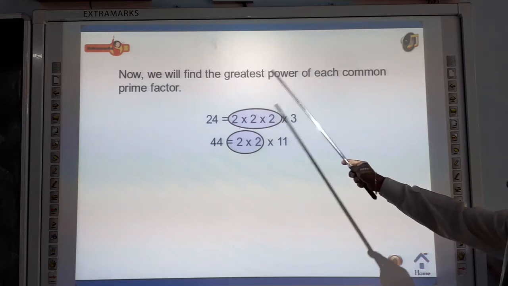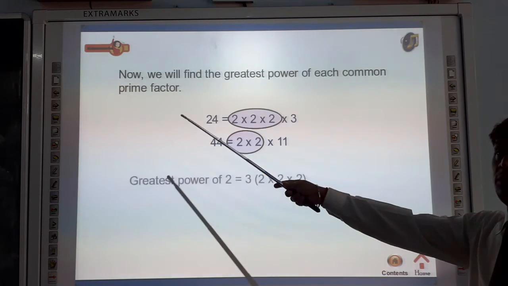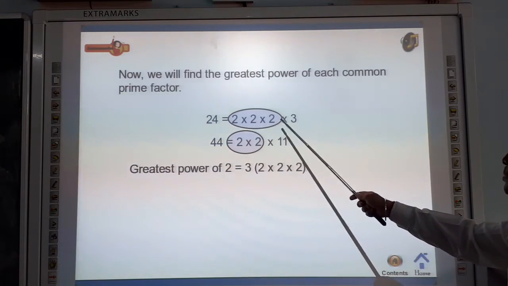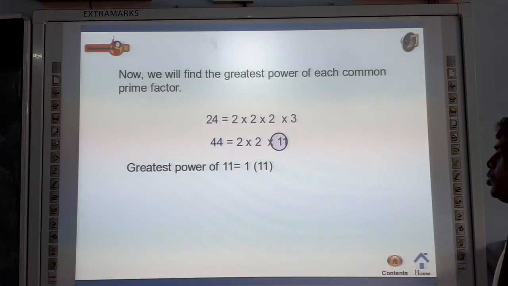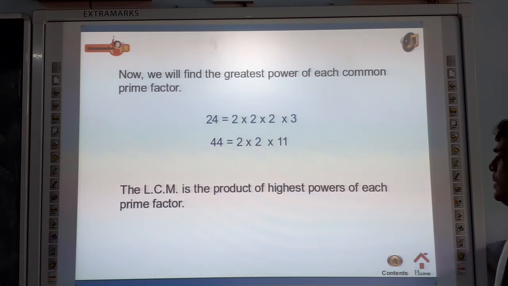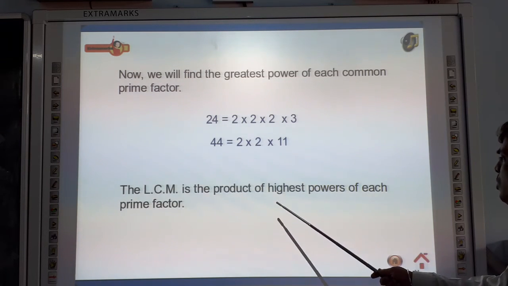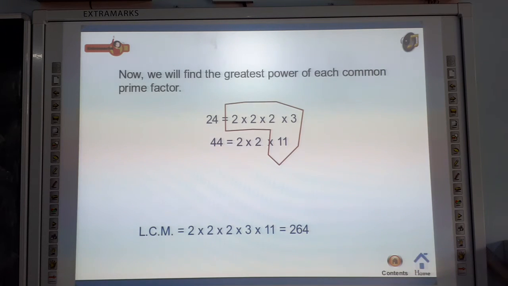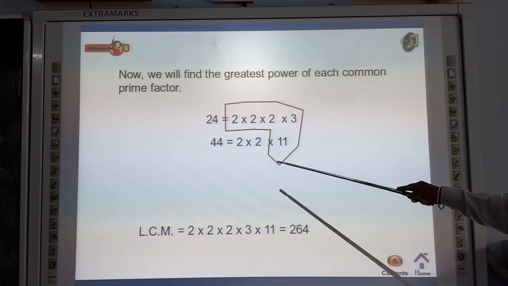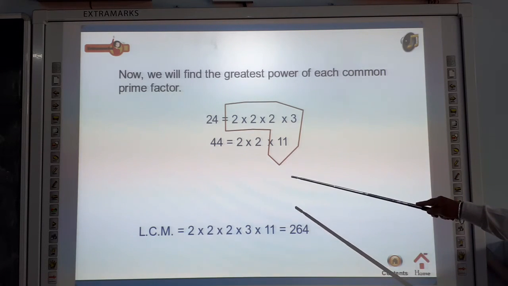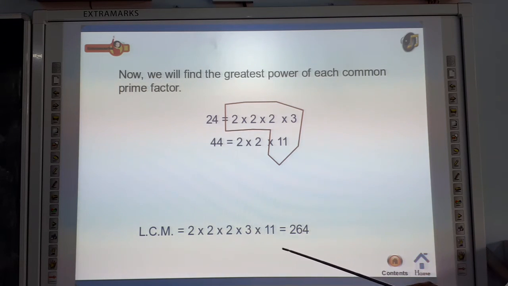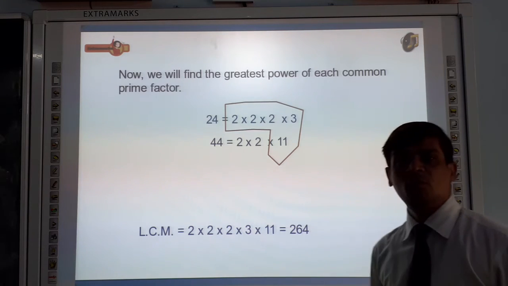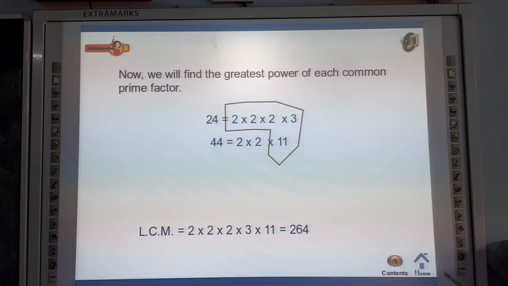Now we find the greatest power of each common prime factor. 24 is equal to 2 multiply 2 multiply 2 multiply 3 and 44 is equal to 2 multiply 2 multiply 11. So the greatest power of 11, the LCM is the product of the highest power of each. So LCM is equal to 2 multiply 2 multiply 2 multiply 3 multiply 11, which is equal to 264.